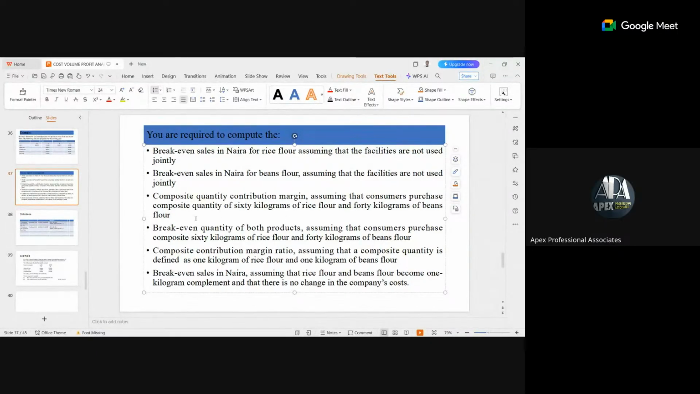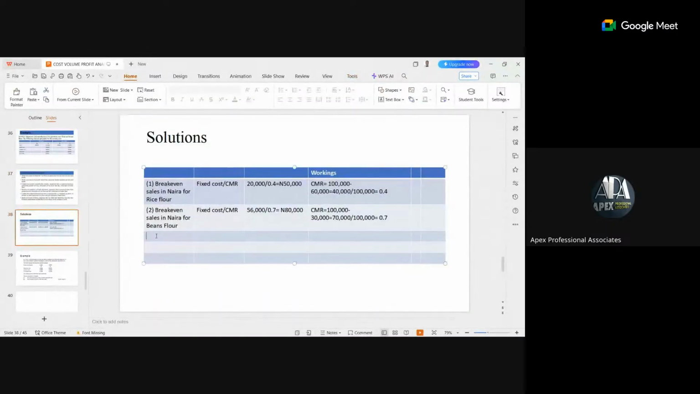Assuming that consumers purchase a composite quantity of 60 kilograms of rice flour and 40 kilograms of beans flour. It means this is a joint demand. Both rice and beans flour were jointly demanded. So the proportion of rice is 60 kilograms. The proportion of beans is 40 kilograms. So how do you determine the composite quantity contribution now? Let's see how to do that.